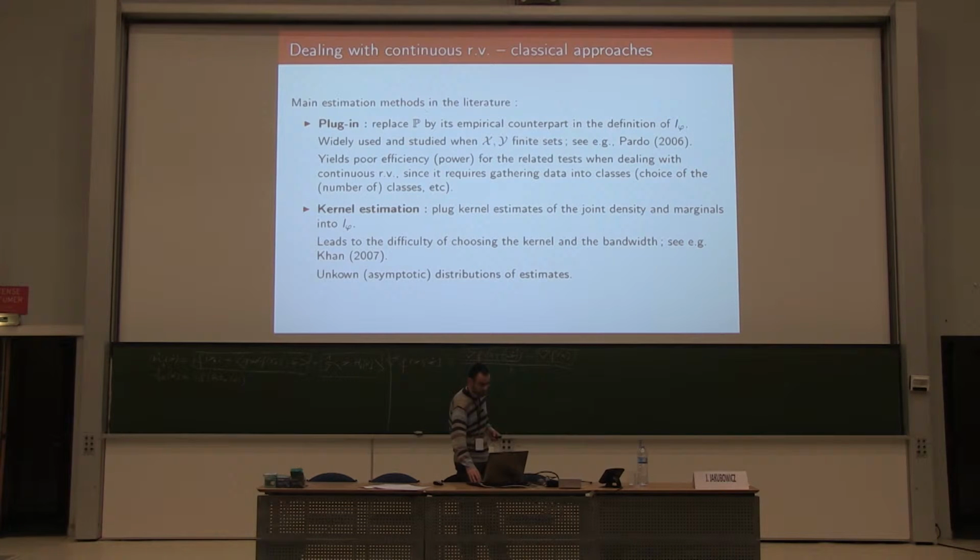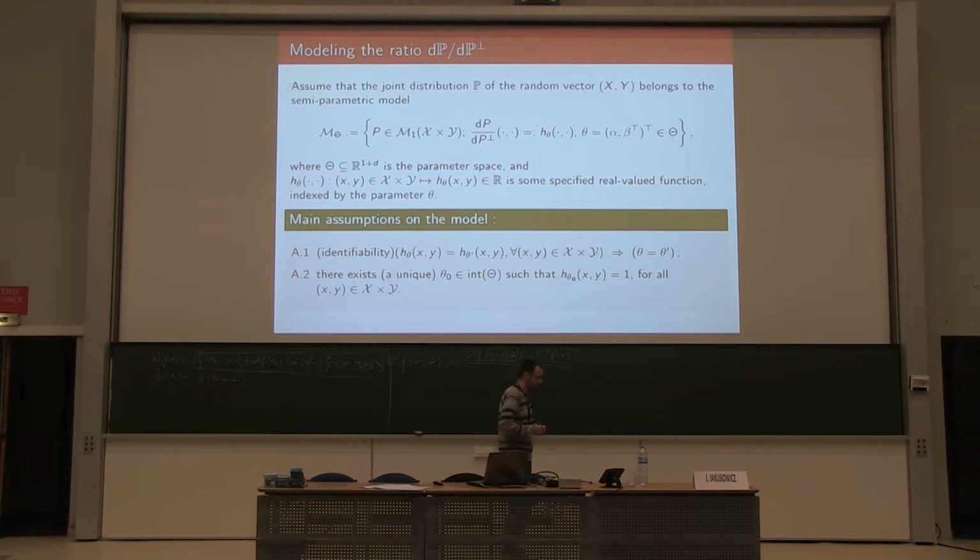So here we have developed an alternative approach for general random couples by considering a semi-parametric model on the distribution of the couple. Namely, we consider the set of all distributions such that the density ratio of the joint distribution with respect to its marginals belongs to some parametric set of functions. So here we need to know nothing about the marginal distributions, but just about the ratio between the joint distribution and its marginals.